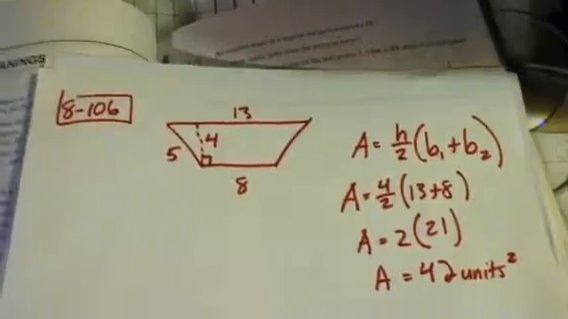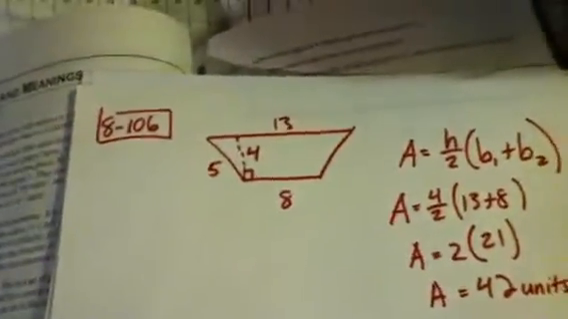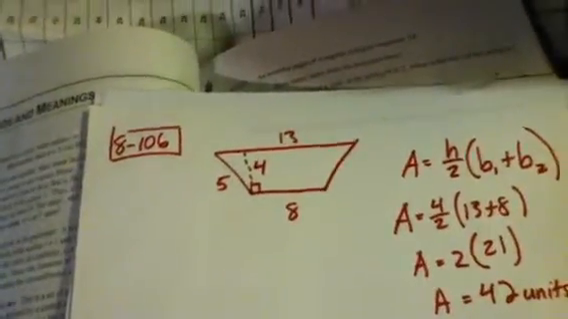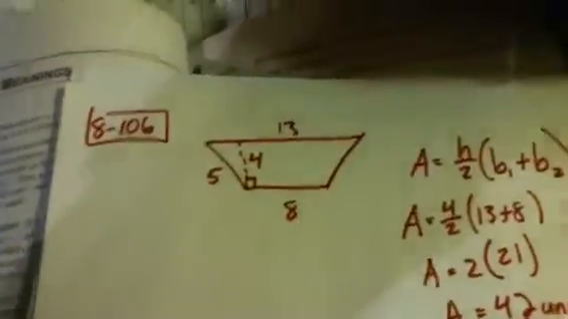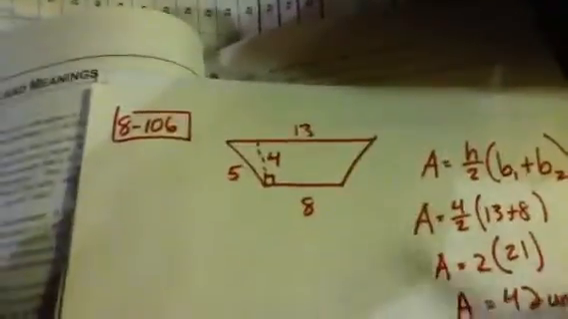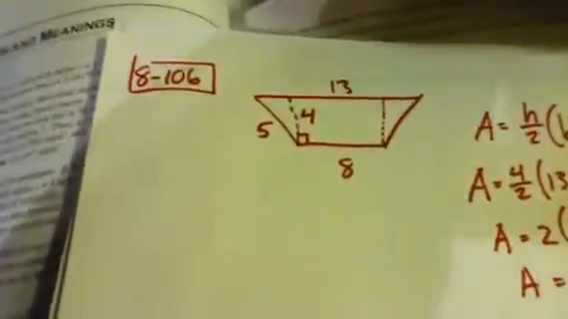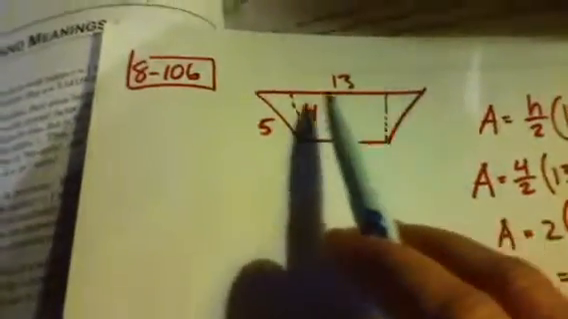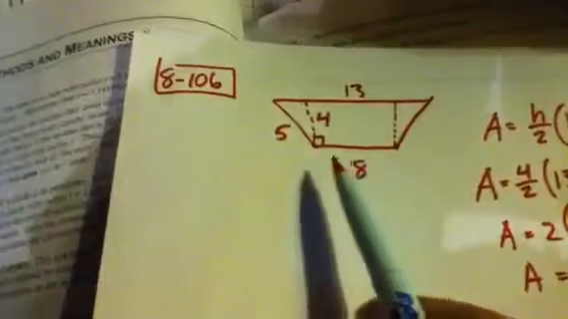and I need this side right here. We're not sure if it's an isosceles trapezoid or not, so we need to check that out. I know this height right here is 4 because these two lines are parallel, and I know the distance across here is 13, and that's 8. I can find out what this little piece right here is by the Pythagorean theorem.